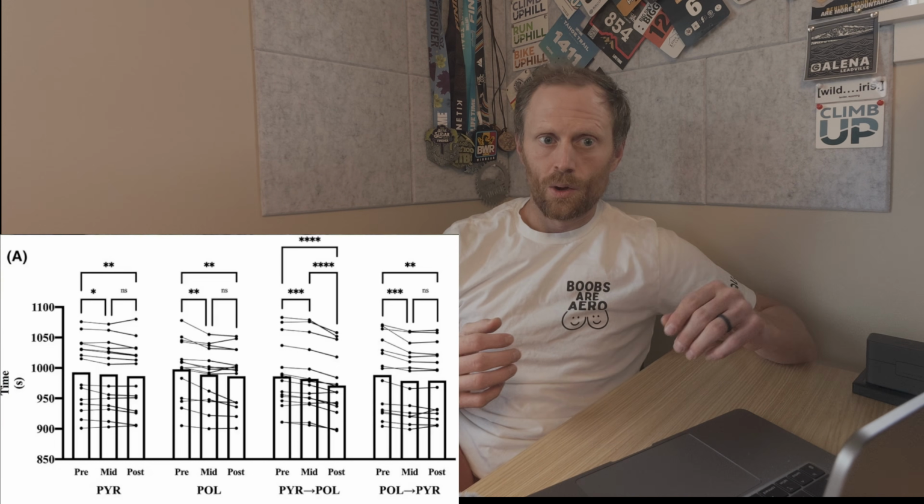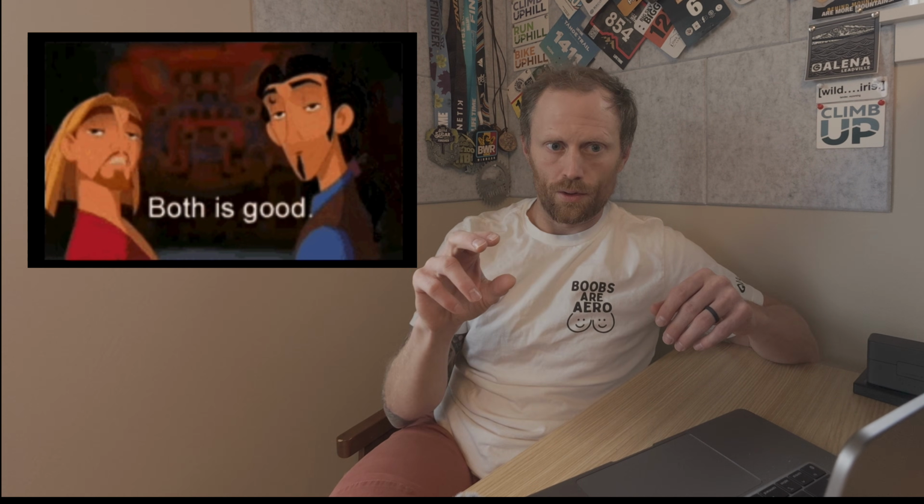What'd they find? Well, they found that those who moved from pyramidal to polarized saw the biggest improvements in VO2 max and 5K performance. What does that mean? And both. Build capacity first, then sharpen.